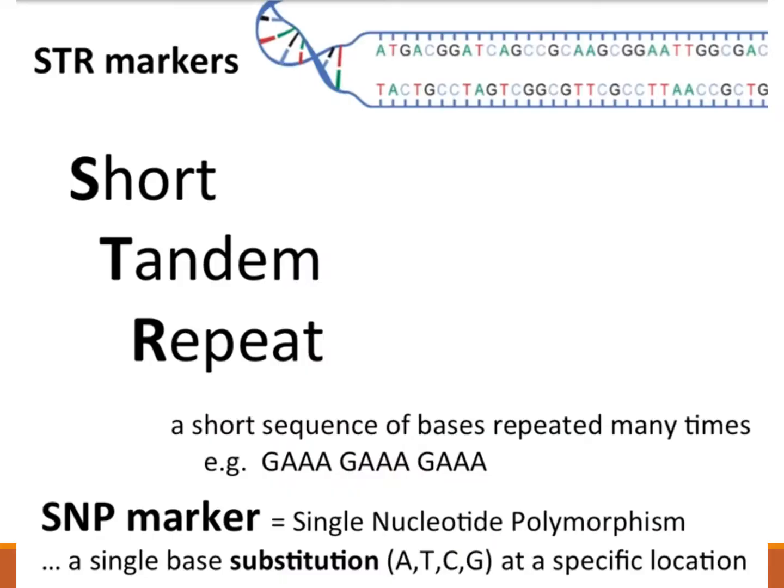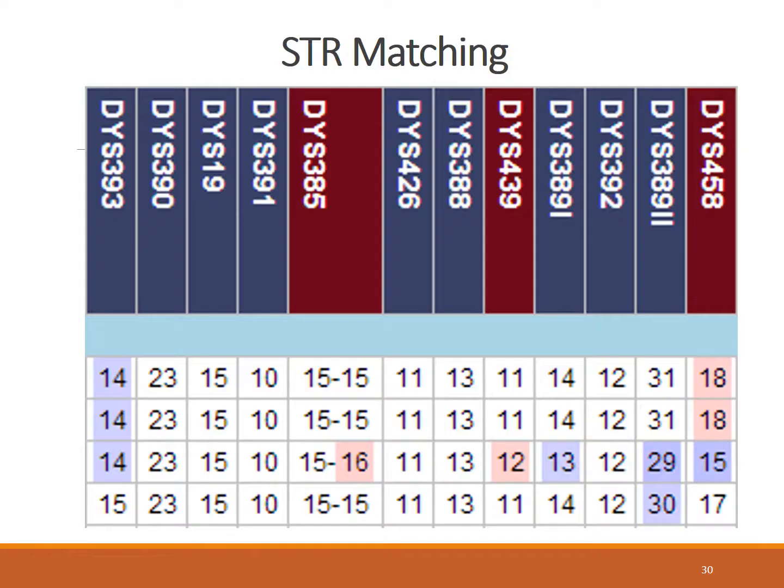Short tandem repeats is what we're measuring. It's a short sequence of bases repeated many times. Here's a report that shows you some of the STR matching, the short tandem repeats. It has 4 rows down below, which are 4 different men's test results. Up above it has sideways the name of the location.